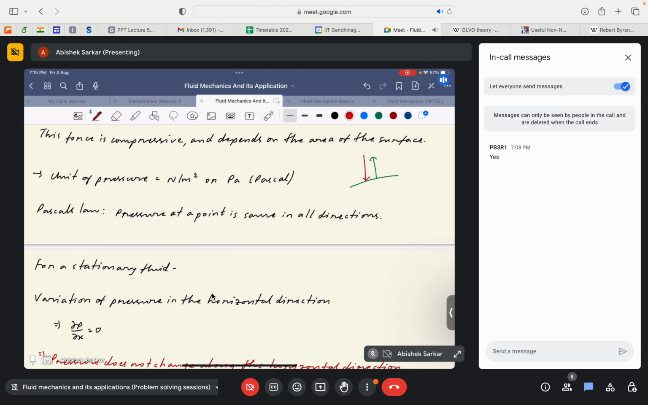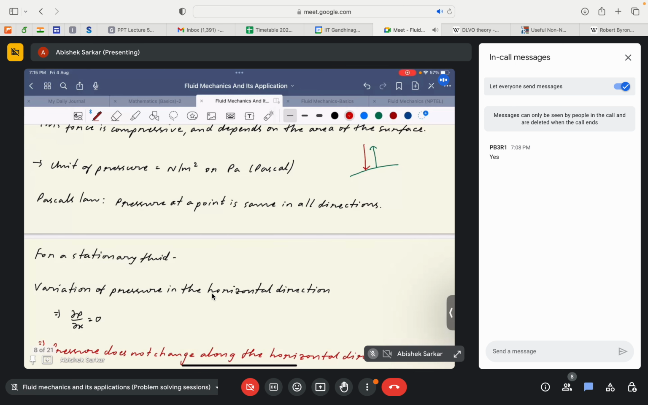So just not to confuse it, because even if the units are the same, the nature of forces or the implication that these types of forces have are different. Just to emphasize it, I mentioned it, so that's fine.